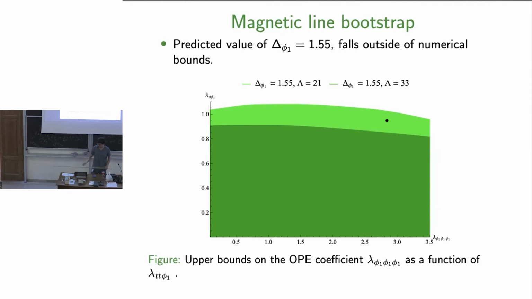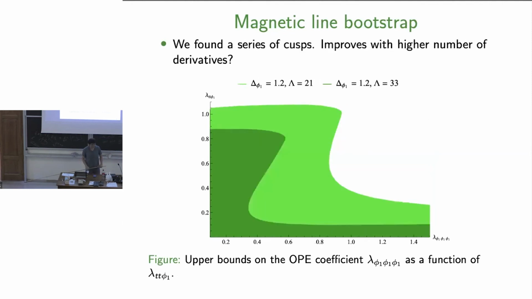So the question is, does this feature describe the magnetic line defect, yes or no? A lot of things have to happen. A lot of moving parts have to fall into place in order for both results to be consistent with each other. But it is a logical possibility.